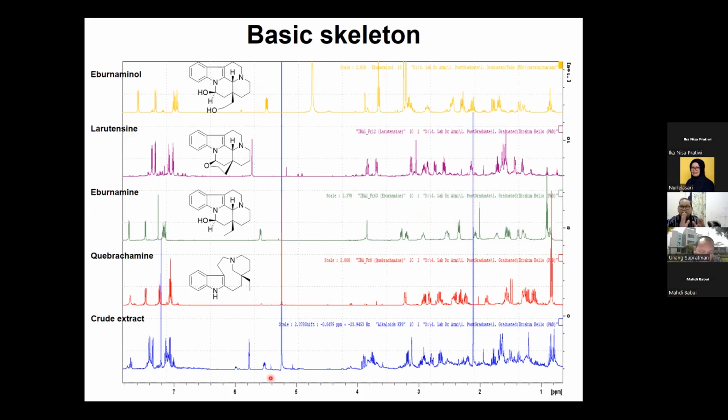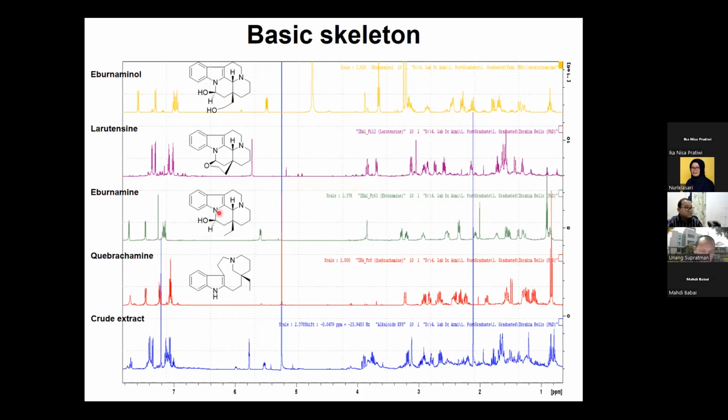After doing some acid-base extractions, we can now find the pure compounds from the extract. Also, we can see the iburnamine skeletons. This is a cobaltamine. It's not an iburnamine skeleton, but a different skeleton. But this is iburnamine, larutensin.